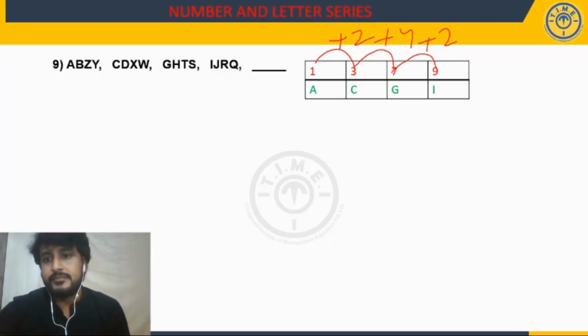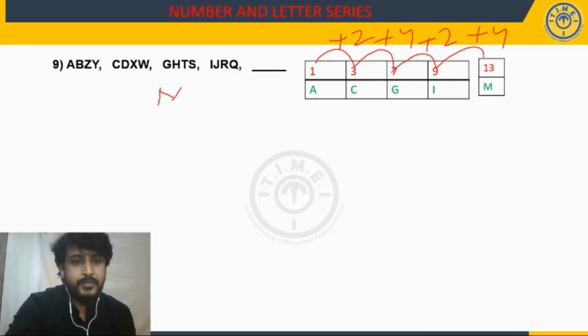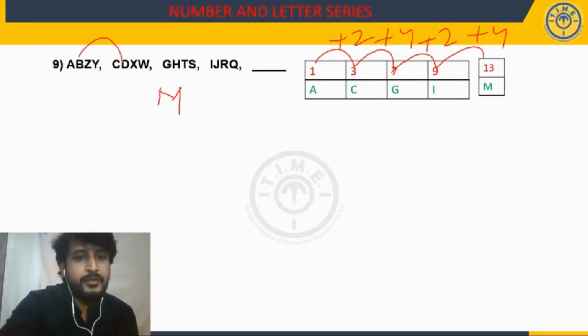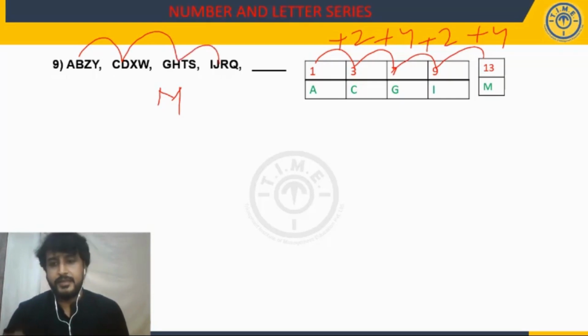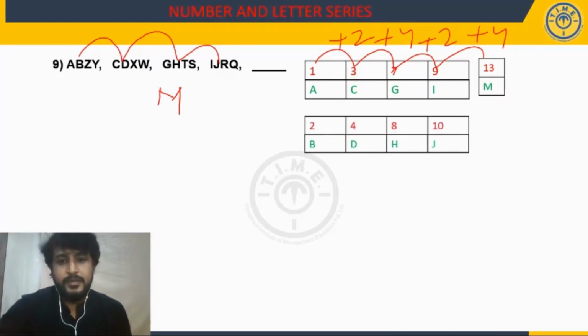Plus 4 again. So 9 plus 4, 13. Which letter's place value is 13? M. So the first set of letters gives M. Now go to the second set of letters. What are the second set of letters? B, D, H, J. And what are the place values of those letters? 2, 4, 8, 10. B's place value is 2, D's place value 4, H's place value 8, J's place value 10. And what is the logic given here?